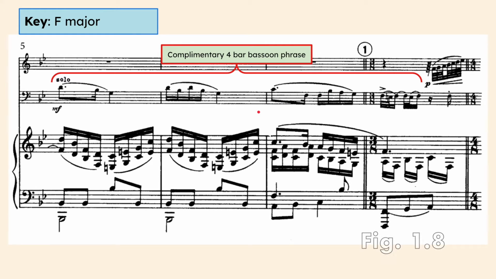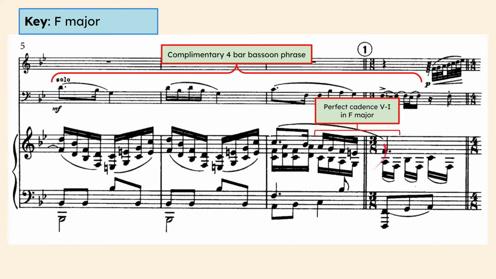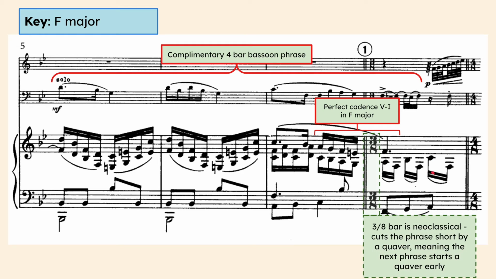Poulenc has tonicized the dominant, or chord 5, F major, and we see a perfect 5-1 cadence from C dominant 7 to F major in these bars 7 to 8, with those descending 6 in the piano right hand. This 3/8 bar at the end is another neoclassical feature. This means that this 4-bar phrase is actually cut a quaver short, or the next 4-bar phrase starts a quaver early. This is unexpected to the listener and has the effect of making the phrase sound imbalanced.